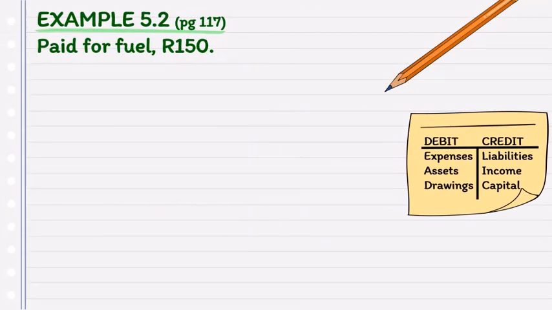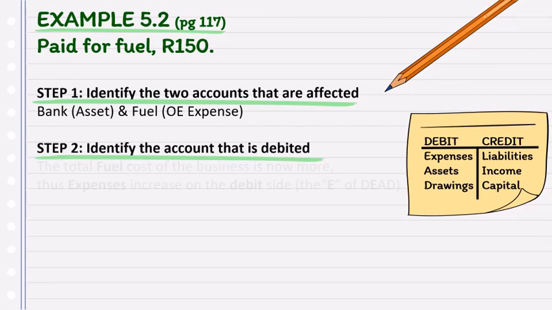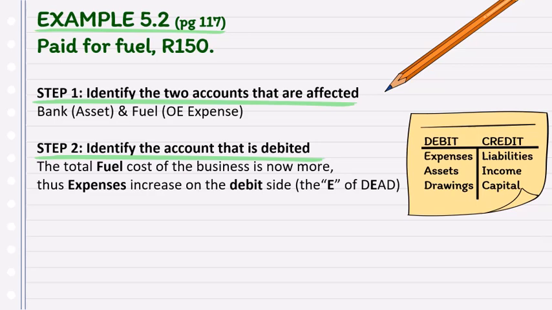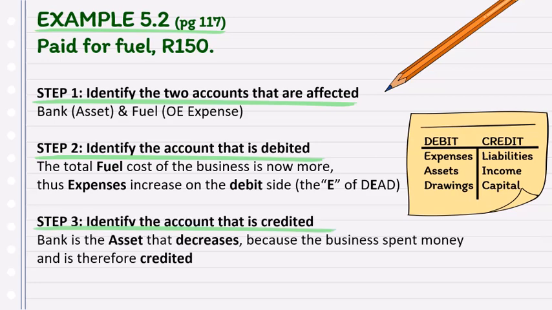And then the last example, we paid for fuel for 150 Rand. So the two accounts that are affected are bank and fuel. It's exactly the same as with stationery because fuel is an expense. So the expense is now more, the fuel, and is therefore debited. And because we spent money, bank decreases because the total amount of money we have in the bank decreases, and that happens on the credit side.